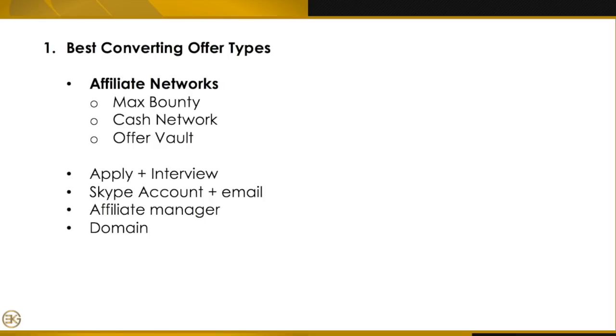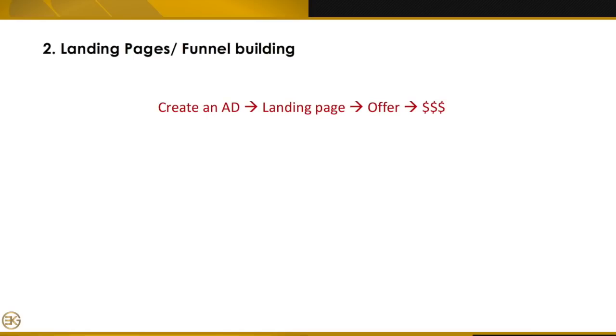Those are a few examples of networks that you can join. But essentially, that's step 1: the best converting offer types and the niche that you can get into if you don't know where to start, especially if you're a beginner. Okay, so now moving on to step 2, which is landing pages and funnel building.